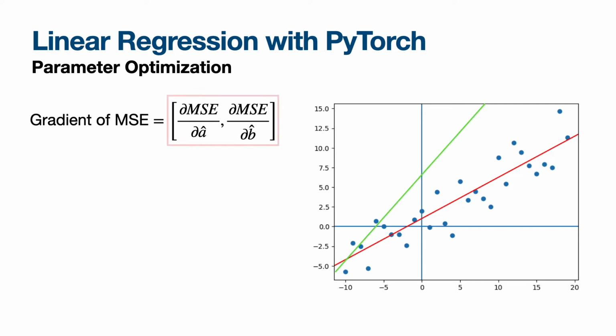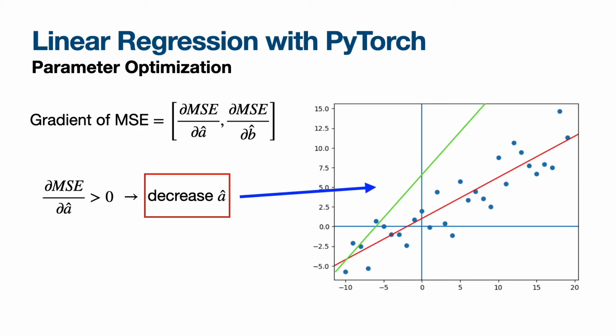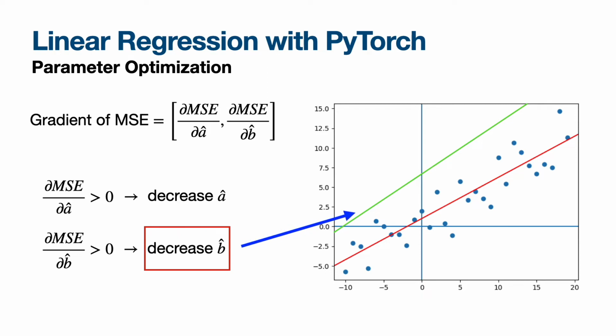Once we have the gradient of MSE, we can decide whether to increase or decrease parameters. If the partial derivative of MSE with respect to a hat is positive, we should decrease a hat, which makes the slope less steep. If the partial derivative of MSE with respect to b hat is positive, we should decrease b hat, which makes the intercept lower. So, we are applying changes to the parameters in the opposite direction of the gradient.